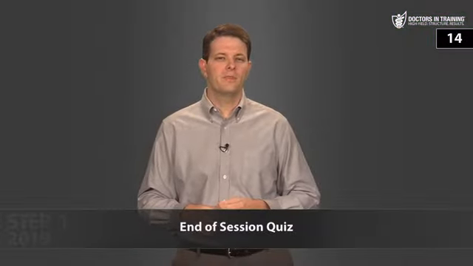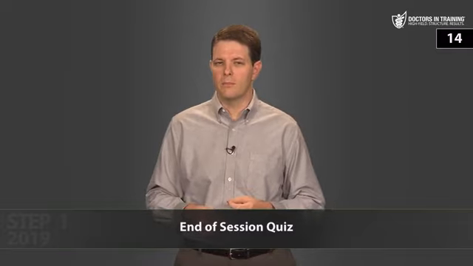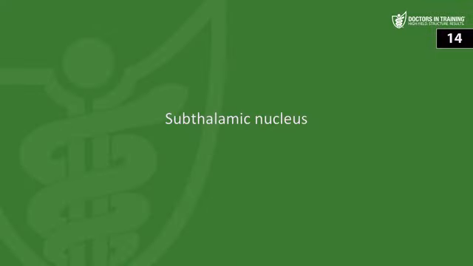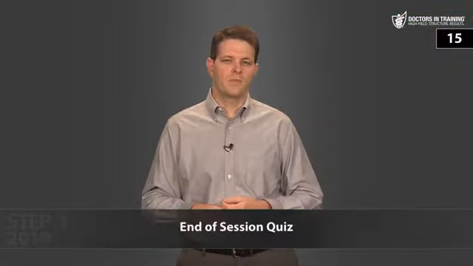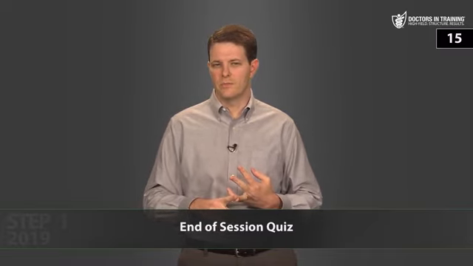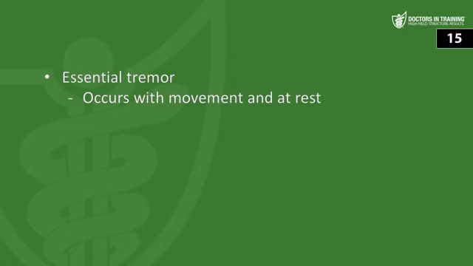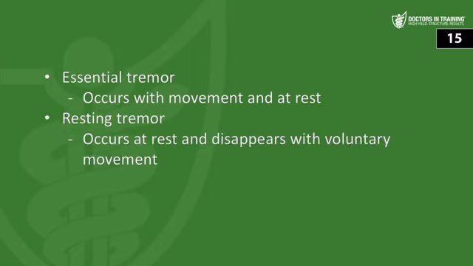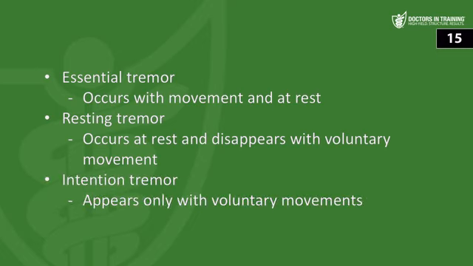Next, a patient presents with involuntary flailing movements of one arm. So where's the lesion? That's the subthalamic nucleus. And the last question, what's the difference between essential tremor, resting tremor, and intention tremor? Well, essential tremor occurs both with movement and at rest. Resting tremor occurs at rest and then it disappears with voluntary movement. And intention tremors appear only with voluntary movement.